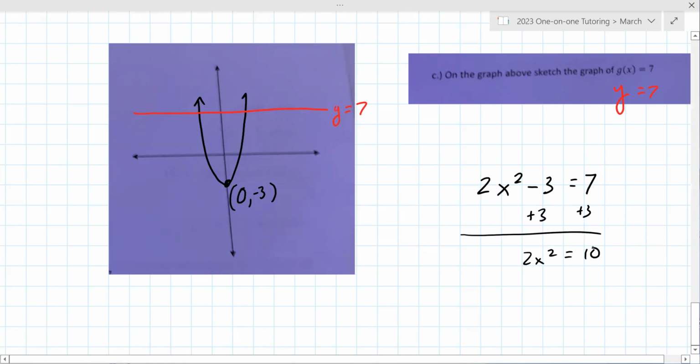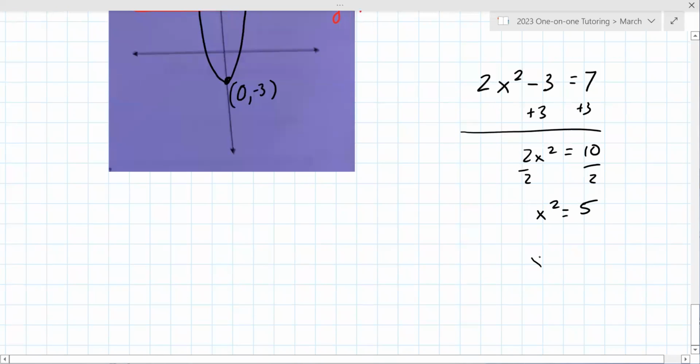What's the next thing to do? Then you divide 2 by 2. So x squared equals 5. Can you take the square root of 5? Or no, sorry, it's not a perfect square. We don't know what it is for square root, but we can write it. We can put it down.